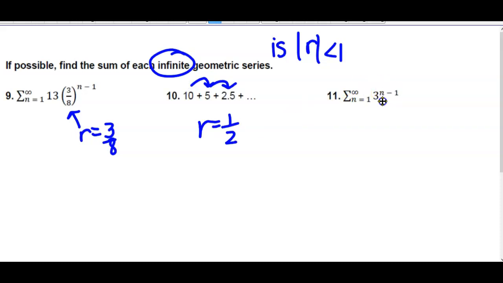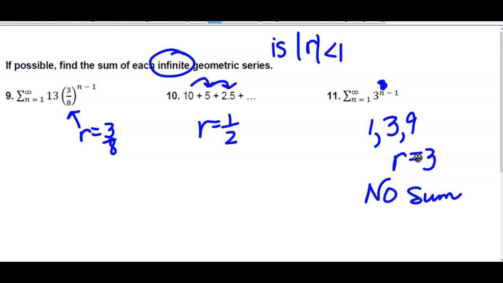This one, you might have to put a number in. If you put a 1 in here, you would get 3 to the 0, which is 1. If you put a 2 in here, you'd get 3 to the 1, which is 3. If you put a 3 in here, you'd have 3 to the second, which is 9. So here r is 3. So there is no sum that you can find. You are just going to keep getting bigger and bigger and bigger numbers. If you add these up, it's going to approach infinity. It's not going to approach a single value.